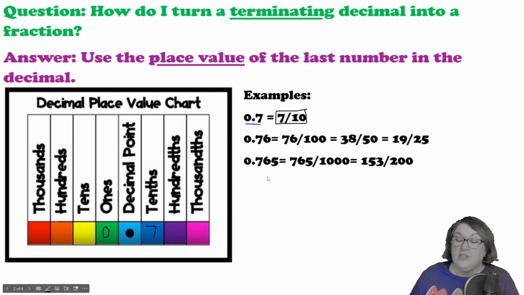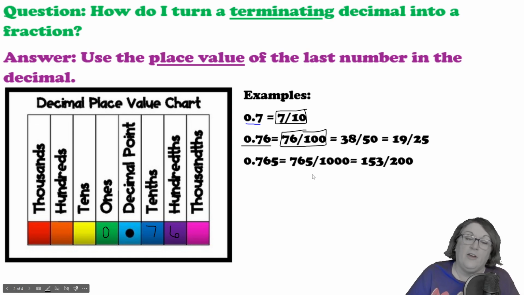Now let's try turning 0.76 into a fraction. If I write it on my place value chart, the 0.76 ends in the hundredths place. So I'm going to place a 100 in the denominator of my fraction under the 76. Now, this is not simplified though. Remember, if you can find a common factor to divide into both your numerator and your denominator, you should always simplify your fraction, always get it as small as possible. We can divide 2 into 76 and into 100. So 76 divided by 2 is 38, and 100 divided by 2 is 50.